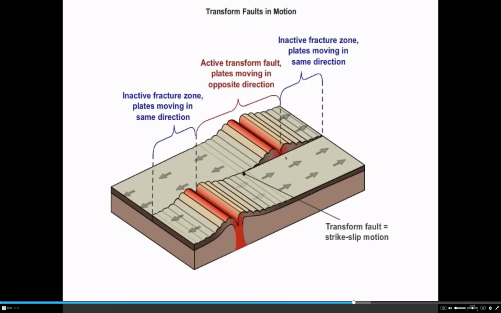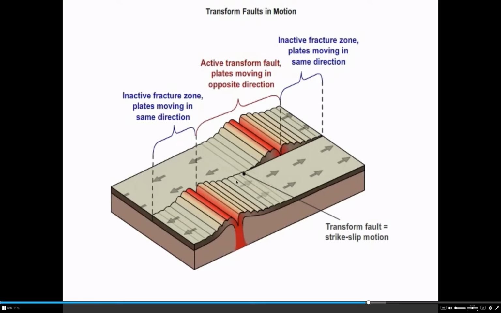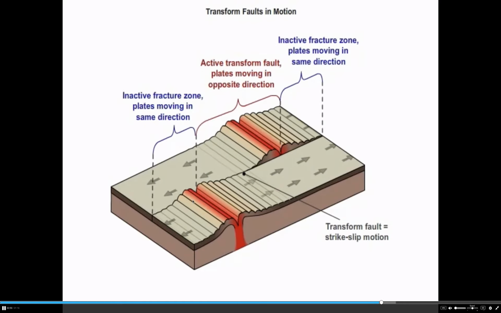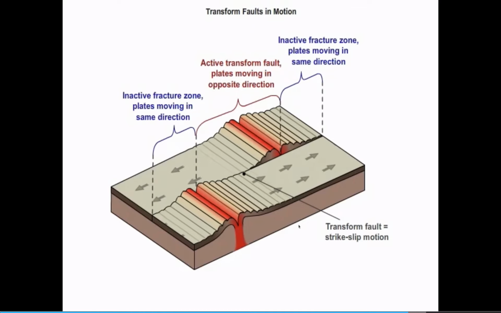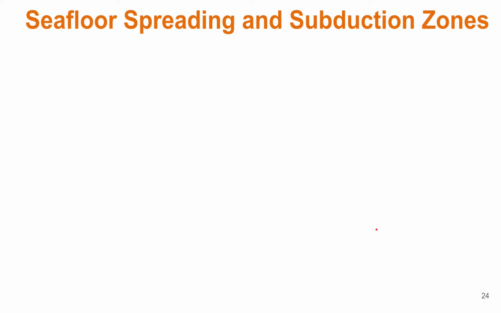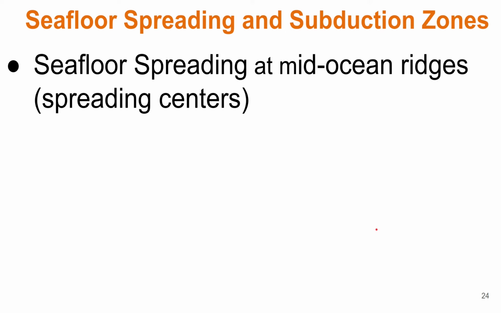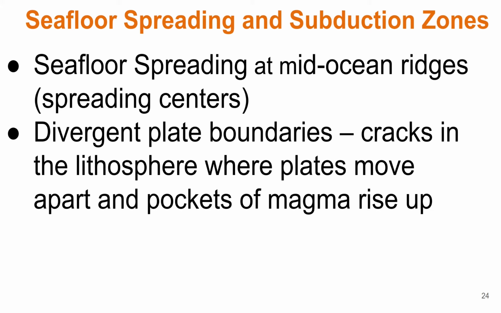Over here, they're both moving to the left. Over here, they're both moving to the right. So it's the offset sections of divergent faults that create transform faults. You really can't have one without the other. So seafloor spreading and subduction zones. We just saw some animation of all that stuff. Seafloor spreading at the mid-oceanic ridge. Divergent boundaries.